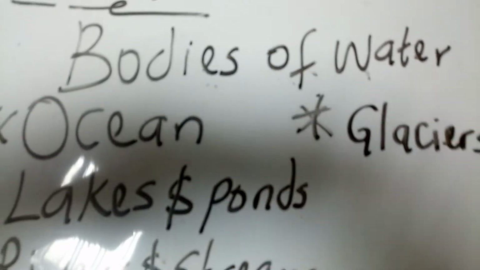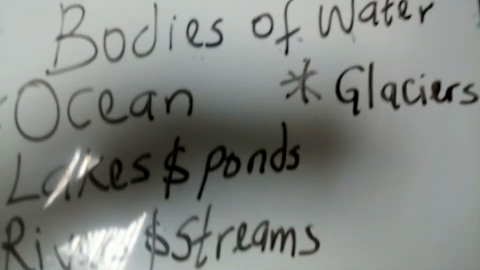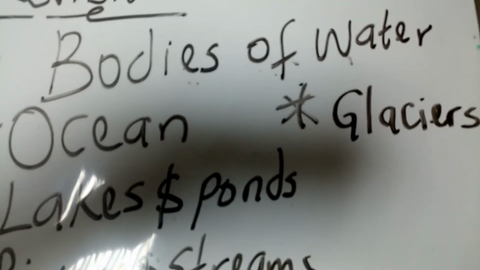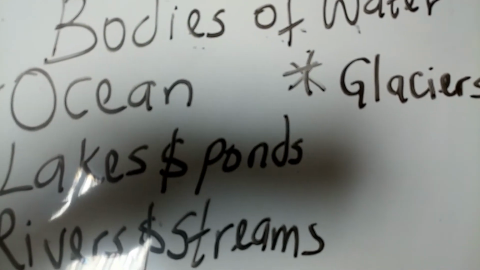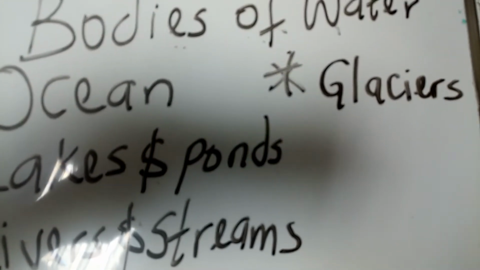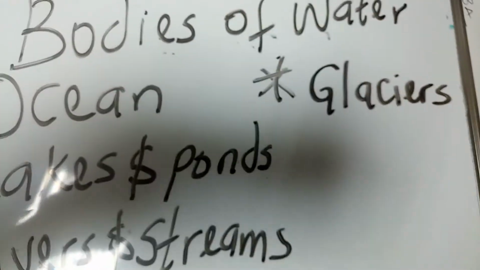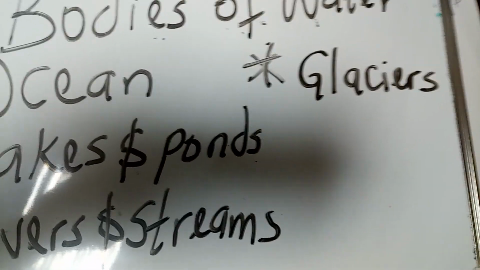All right. Also, I taught you about bodies of water. For your level, I taught you 5. I taught you ocean. I taught you lakes and ponds. I taught you rivers and streams. And then I told you about glaciers. That was the 5 I taught you about. Then I told you ocean is the largest body of water.